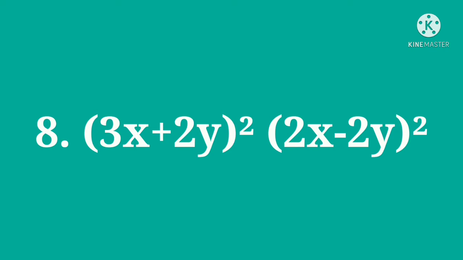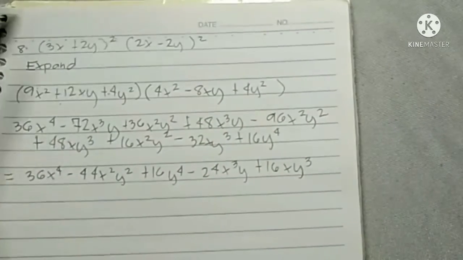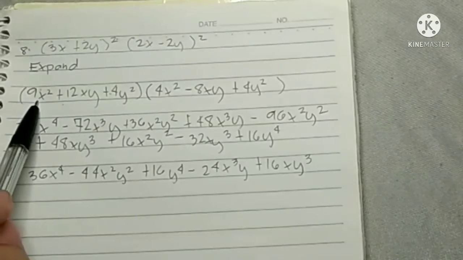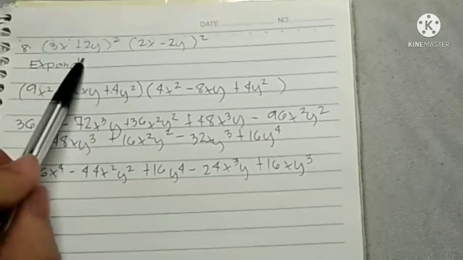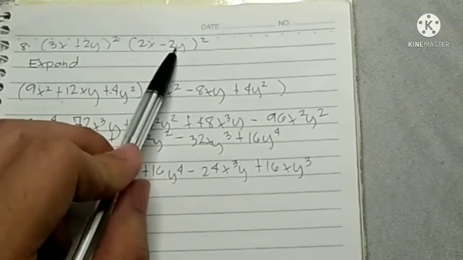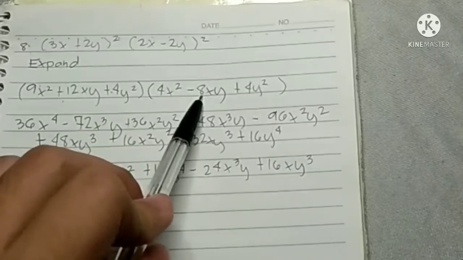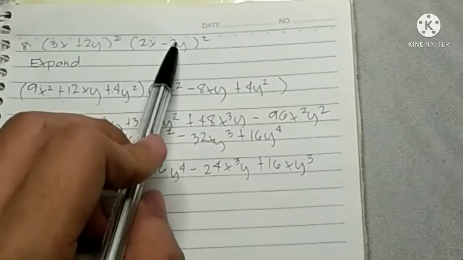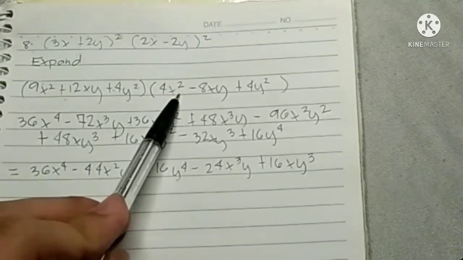For number 8, we have here the quantity of 3x plus 2y squared and 2x minus 2y squared. So here, to solve this, we need to expand the 3x plus 2y squared. So we're going to get the 9x squared plus 12xy plus 4y squared. Then expand this also. We get 4x squared minus 8xy plus 4y squared. Then after that, we will multiply in the same process again.